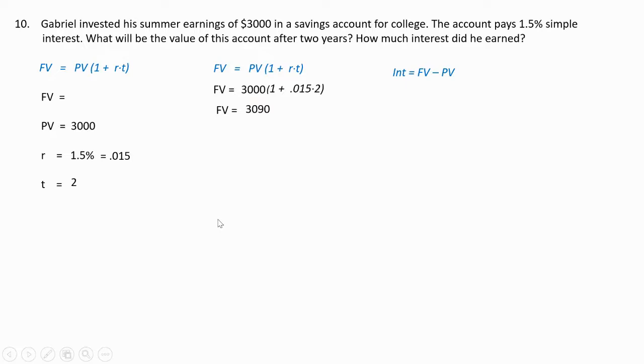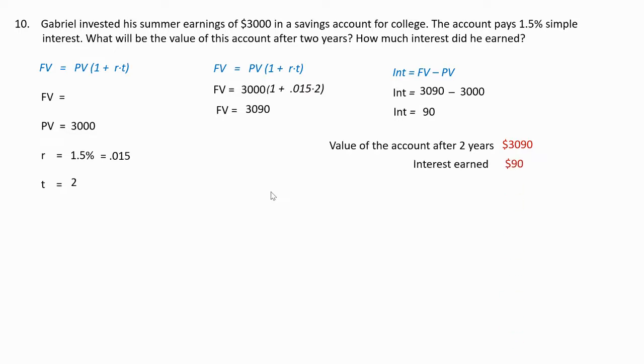So that's the answer for the first part, right? Now for the second part, how much interest did he earn? So the interest is the future value minus the present value. The future value was 3,090, and the present value, the initial investment, was 3,000. So the answer will be $90. So Gabriel got $90 extra in interest in those 2 years that he invested his money. Okay, there's the answer for the first part, and there's the answer for the second part: 3,090 and $90 total.